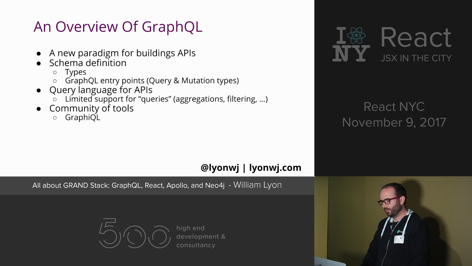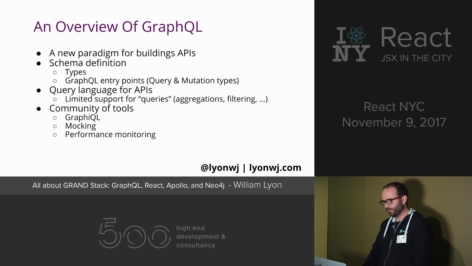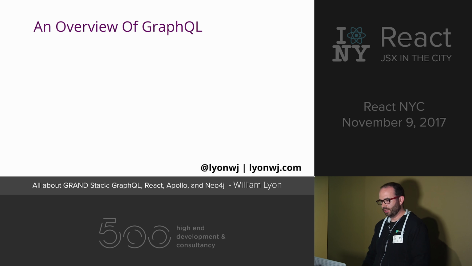There's also a really important community of tools around GraphQL, things like GraphiQL, which is this in-browser IDE for exploring GraphQL interfaces. We're going to take a look at that in a minute. But then also, because we have a strict schema, we can do cool things like mocking. Once we have our schema, we can use the types that we've defined to mock our API. That means we can build out the front end and the back end in parallel at the same time, which is really cool.